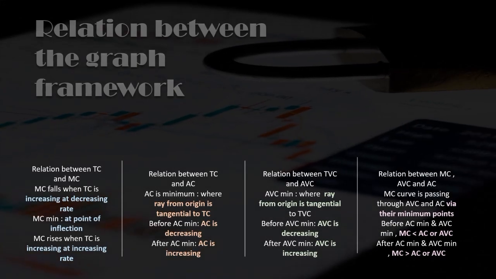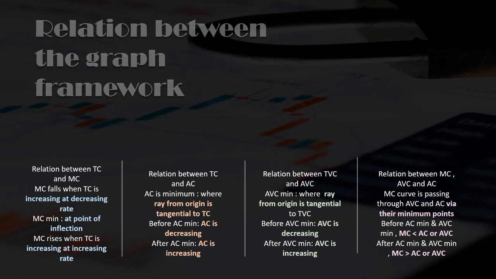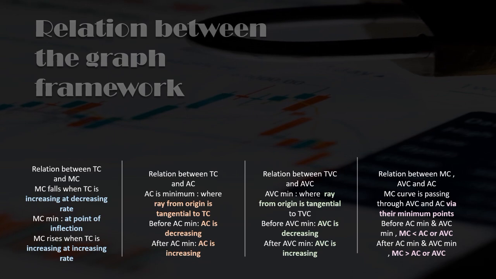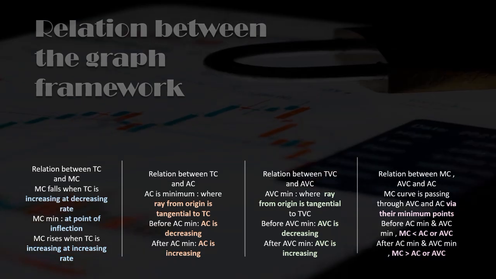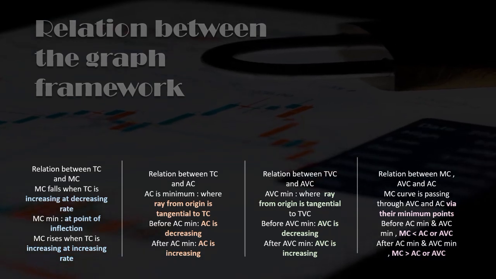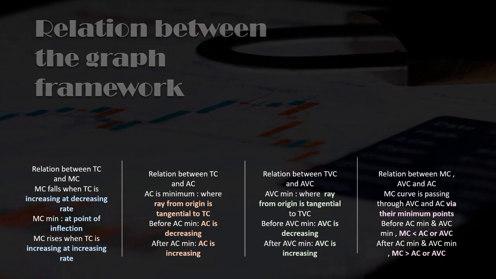Here is the relationship among them as I have described just now. To say it shortly, the relation between TC and MC is that MC falls when TC is increasing at a decreasing rate. MC is minimum at the point of inflection and MC rises when TC is increasing at an increasing rate. After that, the relation between TC and AC: AC is minimum when the ray from origin is tangential to TC.